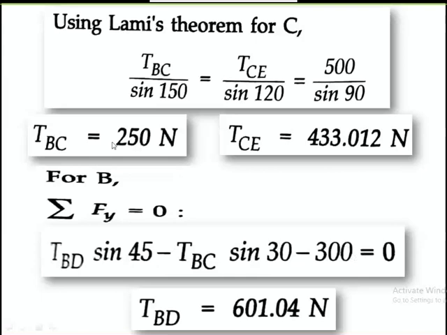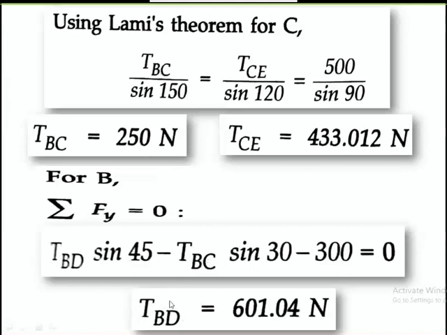Here we are knowing the value of TBC. Just substitute TBC in this equation, and you will get the value of TBD, the tension in the string BD. You will get the value easily because TBD is the only unknown. TBC we have calculated. Just substitute here, and we will get the value of TBD.